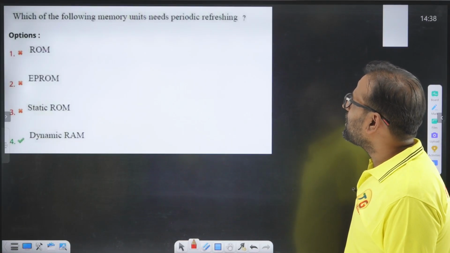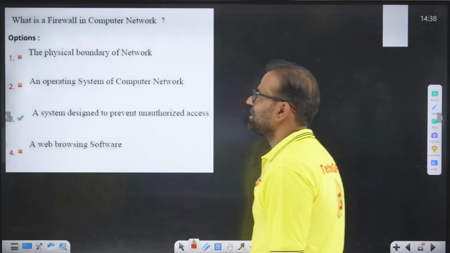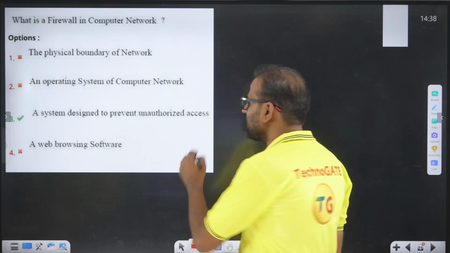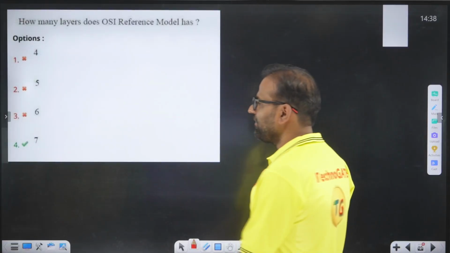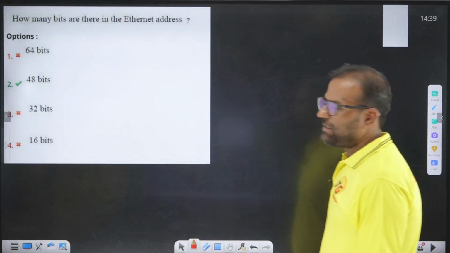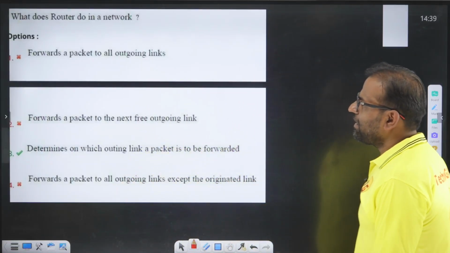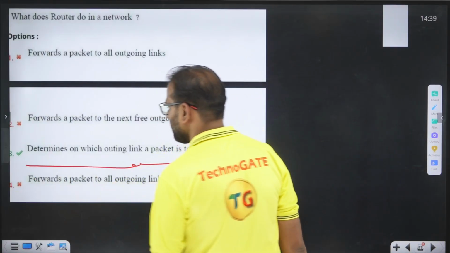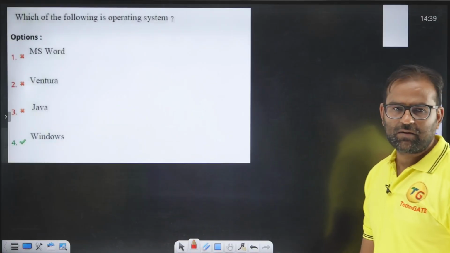Which of the following needs periodic refreshing? Always remember, dynamic RAM needs periodic refreshing. Firewall in the computer is used to protect the computer from unauthorized access. How many layers are in the OSI model? 7 layers. How many bits are in the Ethernet address? 48. What does a router do in a network? Okay, router determines which packet will go where.